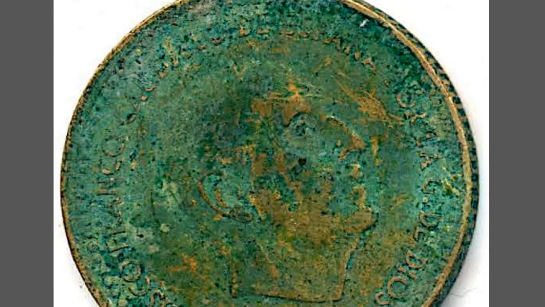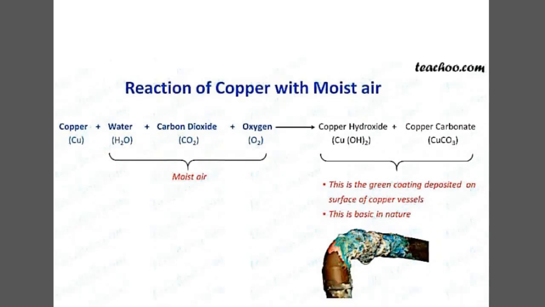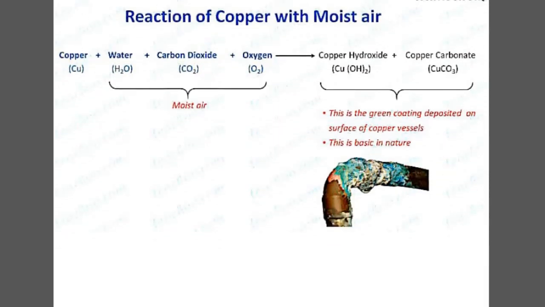This is a copper coin which you all can see on your screens. There is a greenish colored coating which has formed over the years. So what is this actually? This is again a process of corrosion. So you will find what reaction is happening here. In this case, copper is undergoing reaction with water, carbon dioxide and oxygen. Altogether, these three things are called moist air. And it is forming basic copper carbonate, which is Cu(OH)2·CuCO3.